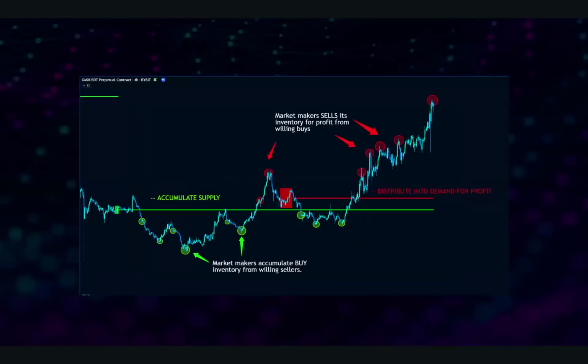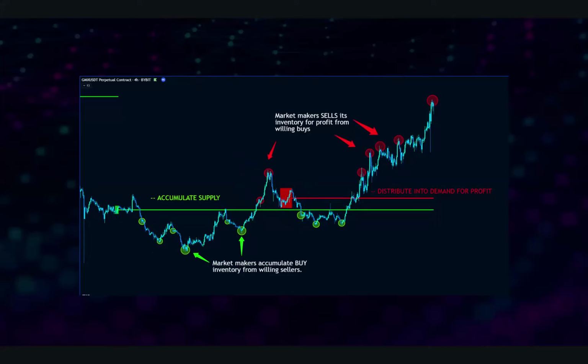And then as we build onto it, they will accumulate all their supply down here when price is under value. And then when price goes above value, that is when they will start selling their inventory for profit to willing buyers. So everything they've accumulated underneath value, they're going to take profit on above value. When it comes underneath value again, they're going to accumulate. When it comes above value, they're going to distribute and sell that for a profit.